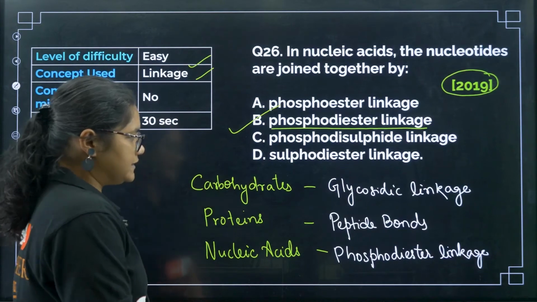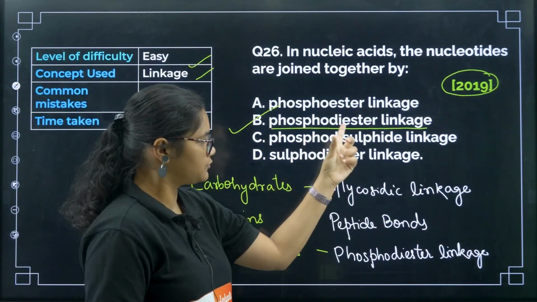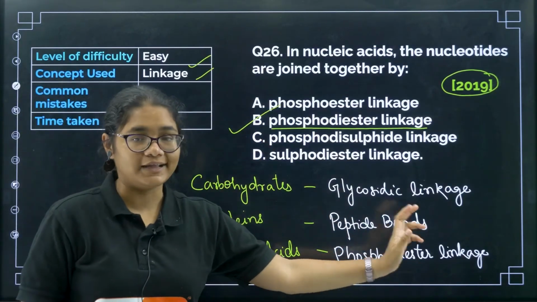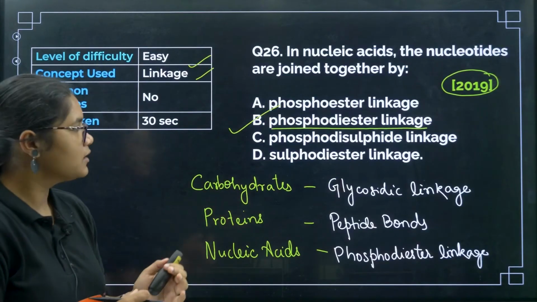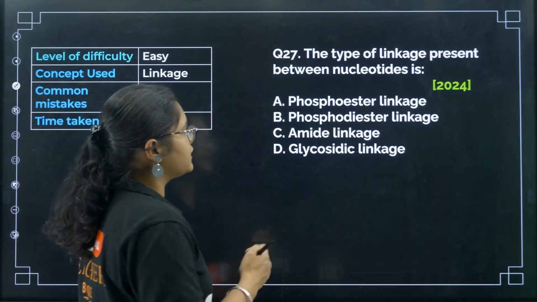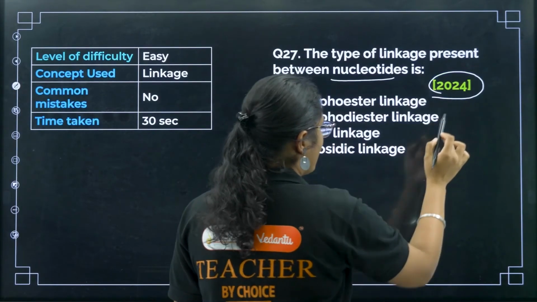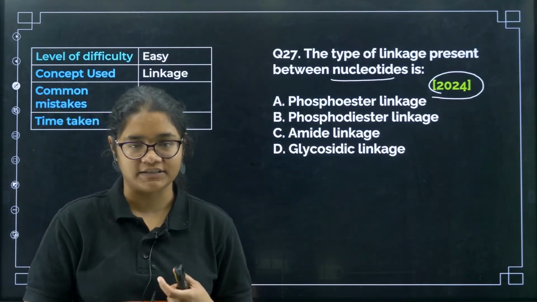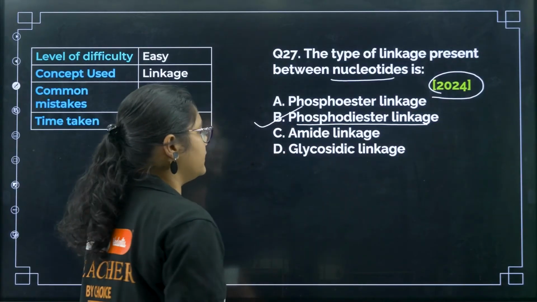This question is super easy, but here the options might confuse you. You can see phosphoester, phosphodiester. Okay, so here you may make a mistake, but remember it is phosphodiester linkage. So correct answer will be option number B. Next 27, the type of linkage present between the nucleotides. So you can see this question was 2019, and in 2024 the recent exam also such a simple and easy question was asked. Again here answer will be phosphodiester linkage, option number B.